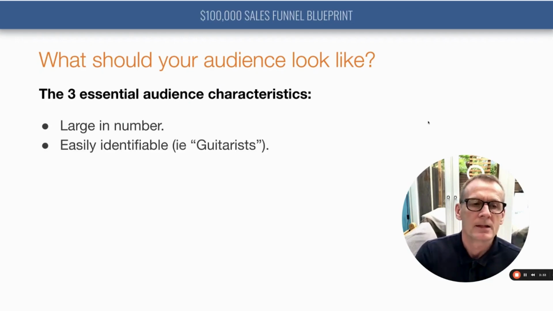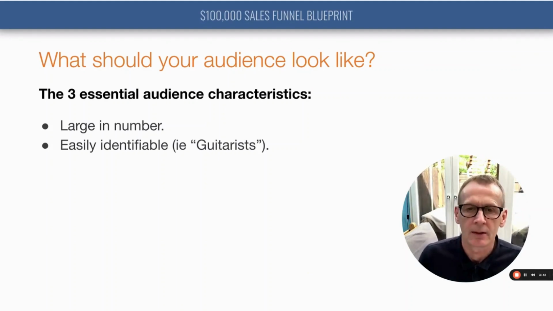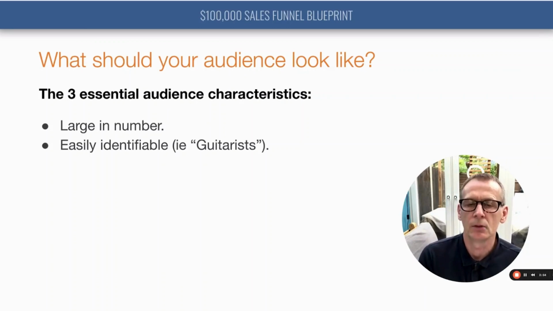The second thing is to make sure that they are easily identifiable as a group of people. With my audience, they're guitarists, which means that when it comes to putting content out on social media or trying to address that audience, I've only got to mention the word guitarists and people know that I'm talking to them, obviously, if they play guitar. So it's important that you can effectively call out to your audience, so they've got a collective name. It just makes life a lot easier.